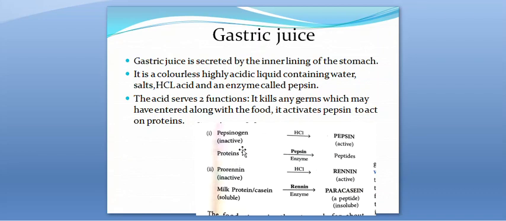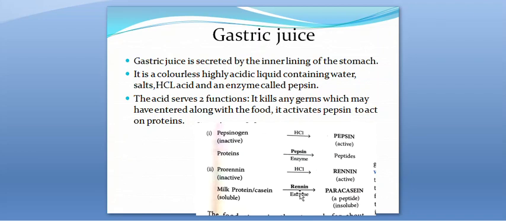Now let's see this reaction. The pepsinogen, which is inactive, in the presence of HCl converts into pepsin, which is active. The proteins with the enzyme pepsin convert into peptides. The prorenin, inactive state, changes to active state, renin, and the milk protein in soluble form changes into insoluble form in the presence of the enzyme renin to form paracasein.